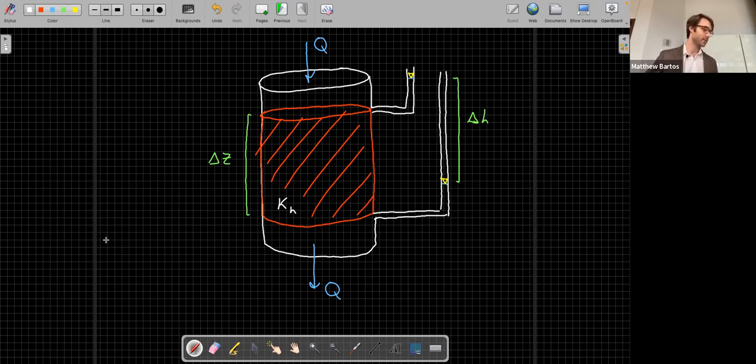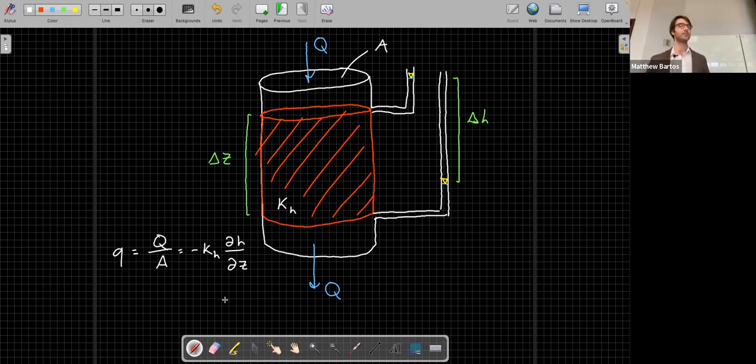Okay. And what Darcy's law states is that Q, which is equal to the flow rate per unit area, let's just say that the area of this part here is A, is equal to negative hydraulic conductivity times the gradient in the head over our distance Z. Okay, so you can kind of visualize it like this.